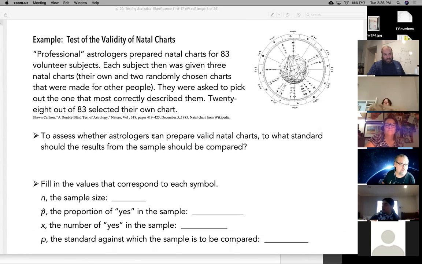Example. Test of the validity of natal charts. Professional astrologers prepared natal charts for 83 volunteer subjects. Each subject was given 3 natal charts, their own and 2 randomly chosen charts that were made for other people. They were asked to pick out the one that most correctly described them. 28 out of 83 selected their own charts.